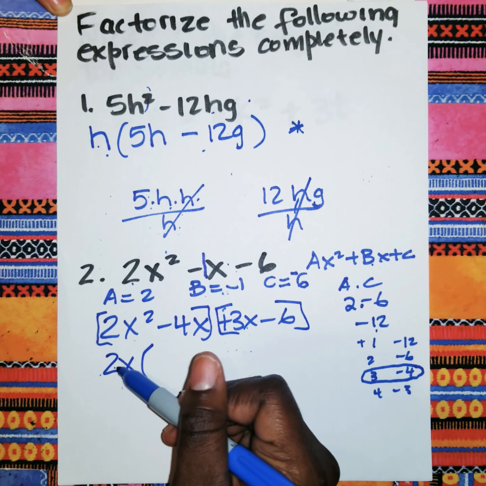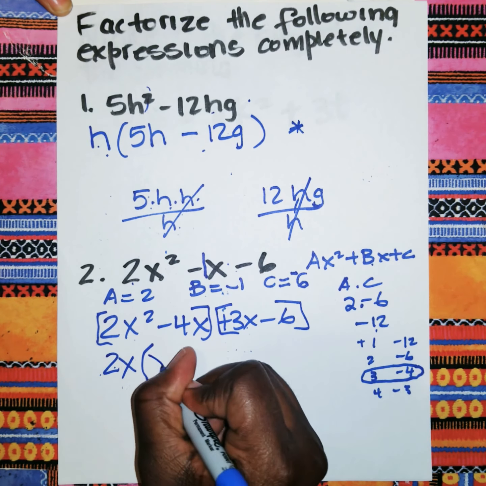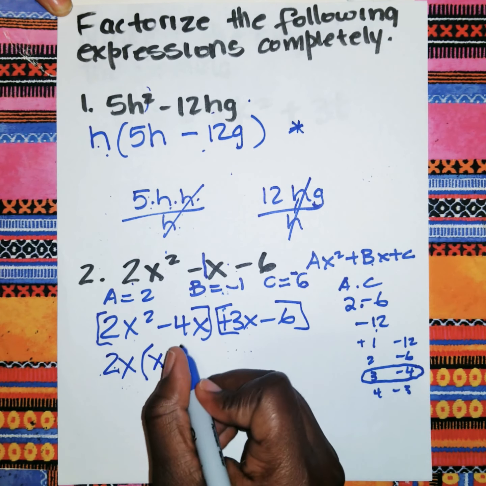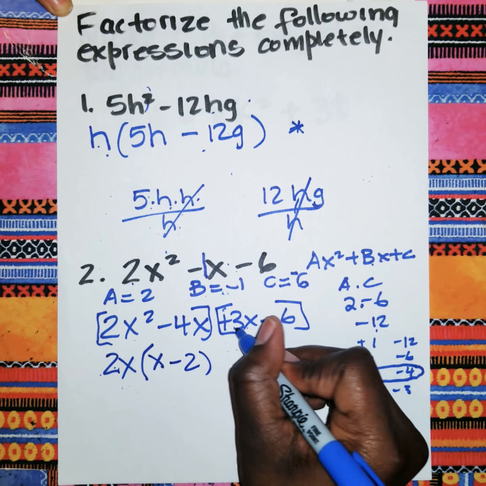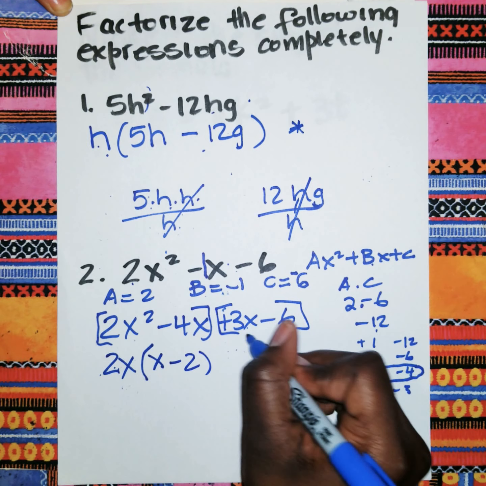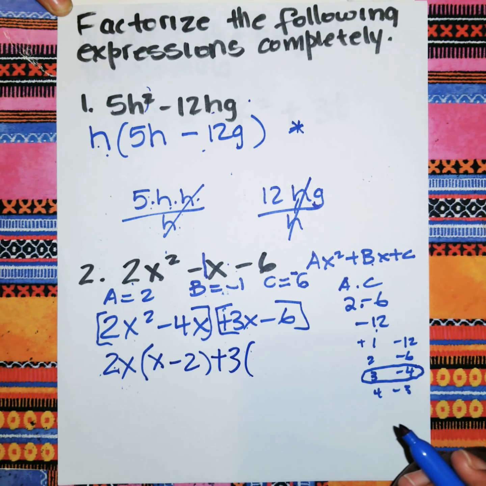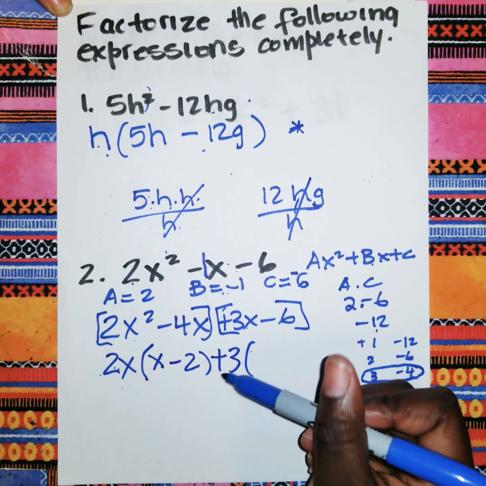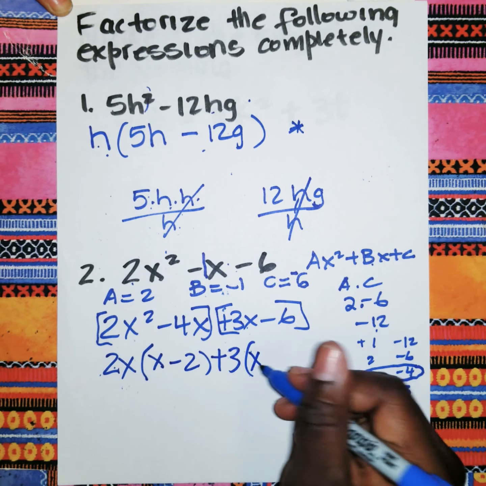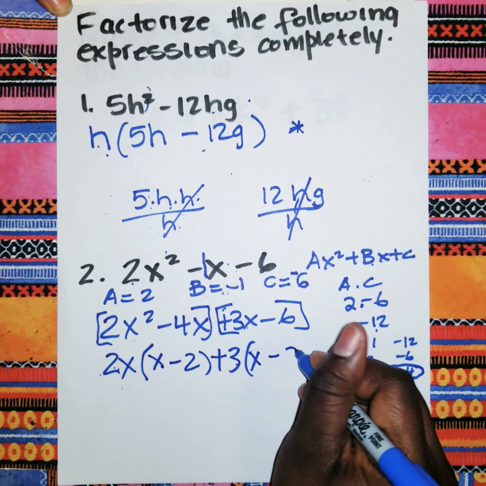So when you divide 2x into 2x squared, you're going to be left with x. 2x into negative 4x is going to be a negative 2. From here, you see these two have 3 in common. So we're going to take out the positive 3, and we're going to do another set of factorization. So 3 into 3x, we're left with x. 3 into negative 6, we're left with a negative 2.